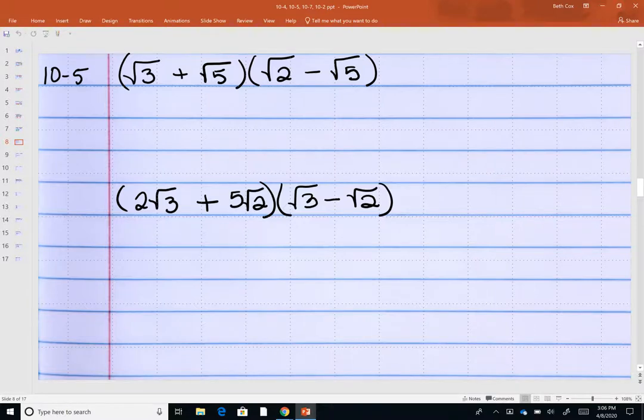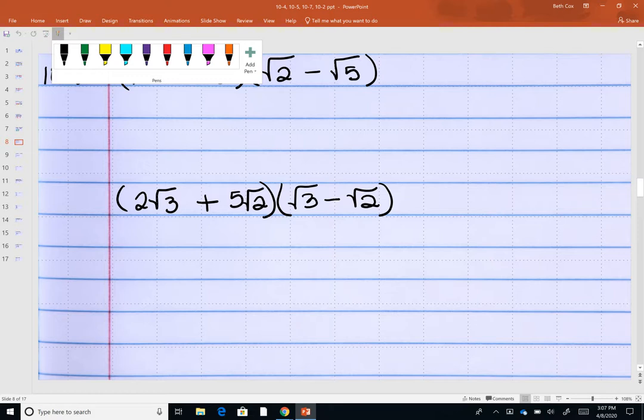Guys, we are going to continue with 10-5 and we are going to do multiplying. We are multiplying radical expressions, not rational expressions. Let's get that right. And we have two examples here. On these two examples, we are going to use FOIL. You may remember FOIL. You don't have to call it FOIL, but let me show you what I'm going to do.